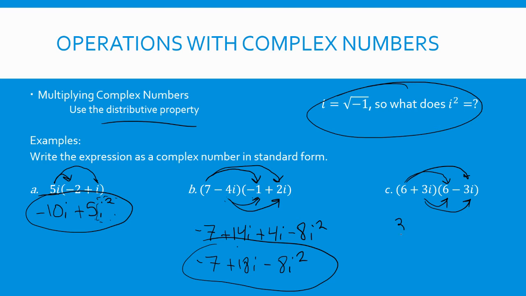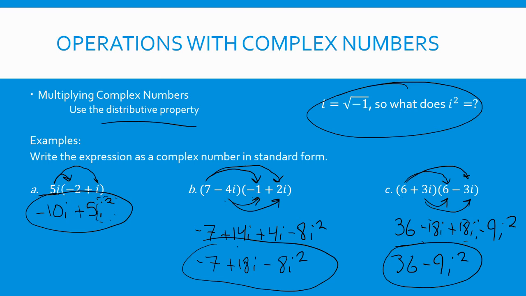Think about that while I'm going to FOIL this last portion. 6 times 6 is 36. 6 times negative 3i is negative 18i. 3i times 6i is positive 18i. And 3i times negative 3i gives me negative 9i squared. Combining like terms, these two in the middle cancel out. We're left with 36 minus 9i squared.